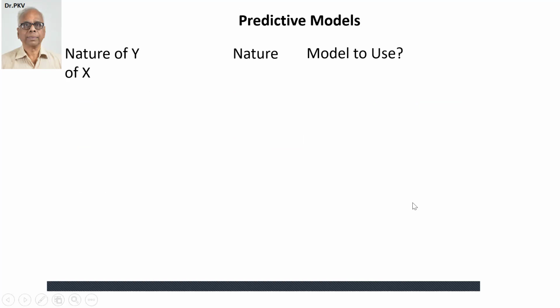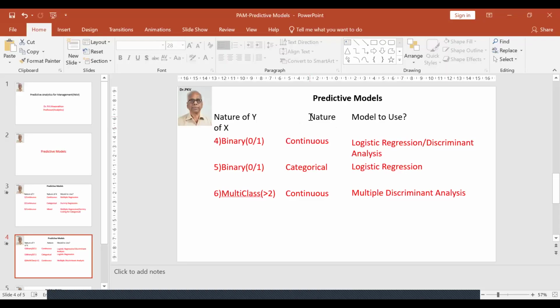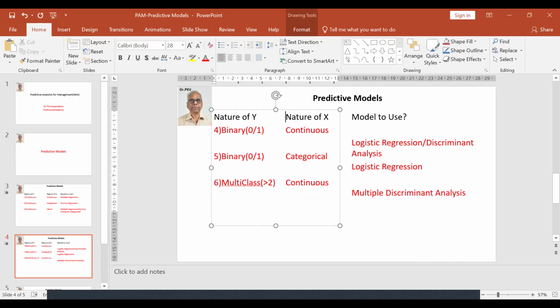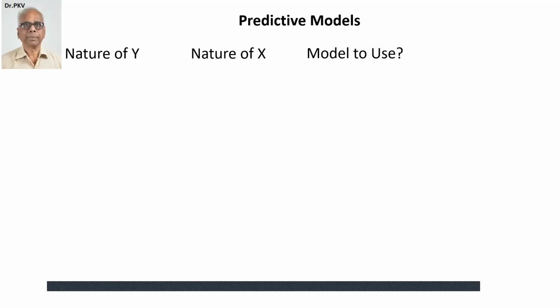Let's now look at the nature of y and the nature of x. Let me just make a small adjustment here in terms of readability. Now it looks fine. So: nature of y, nature of x, model to use.